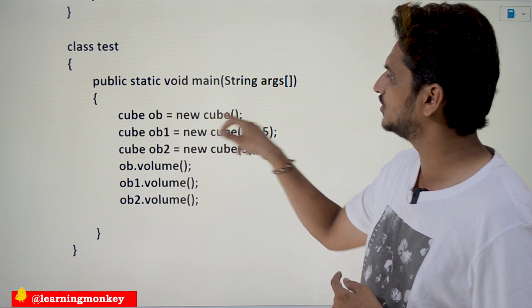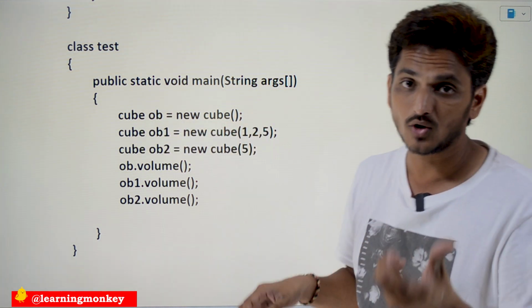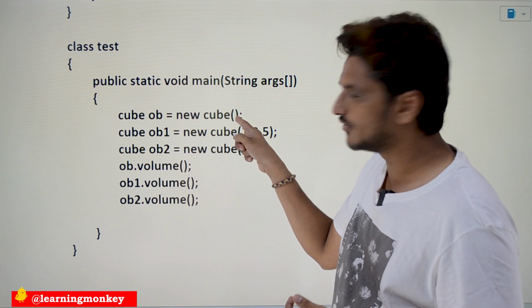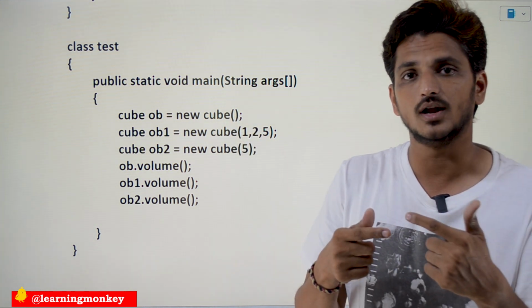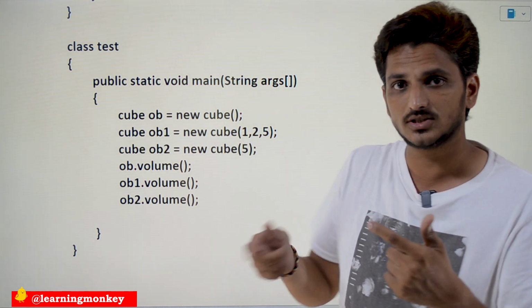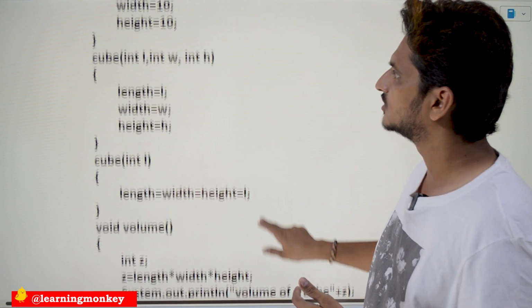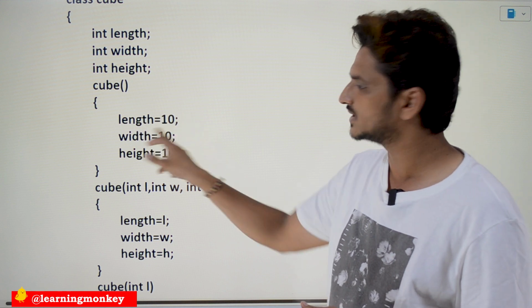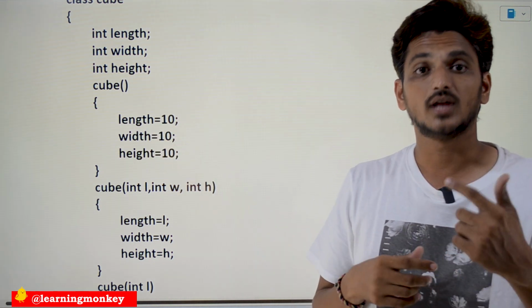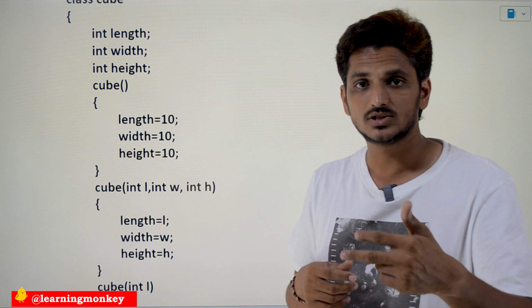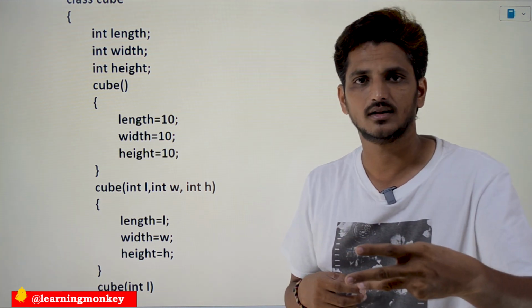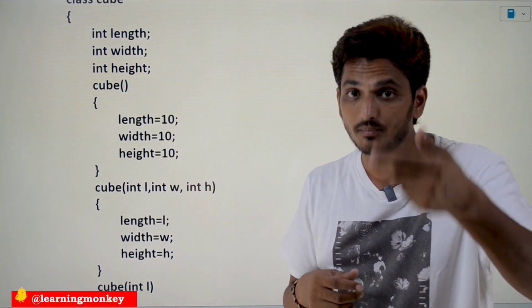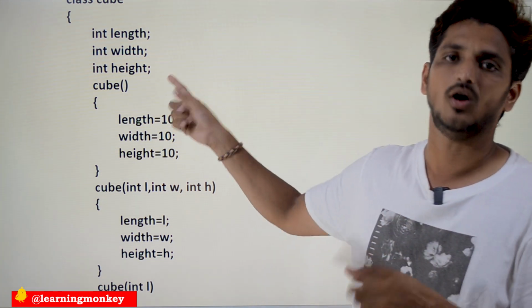Cube ob is equal to new Cube(). So what do you understand? Which constructor is it going to call? Which one is it going to match? The first one. So it is going to call the first constructor. What values is it going to be assigned? 10, 10, 10. So the length value is 10, width value is 10 and height value is 10. So according to the matching, the constructor is going to be called.